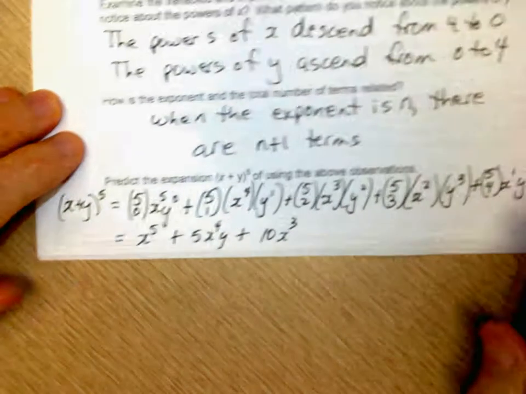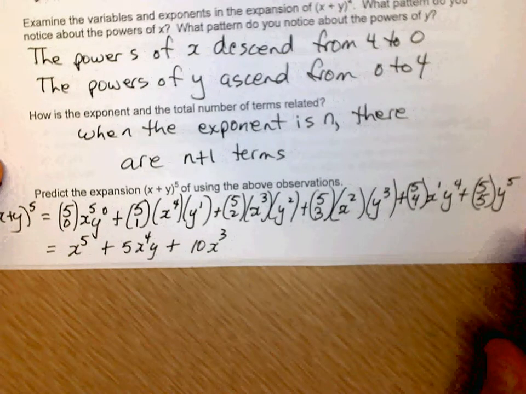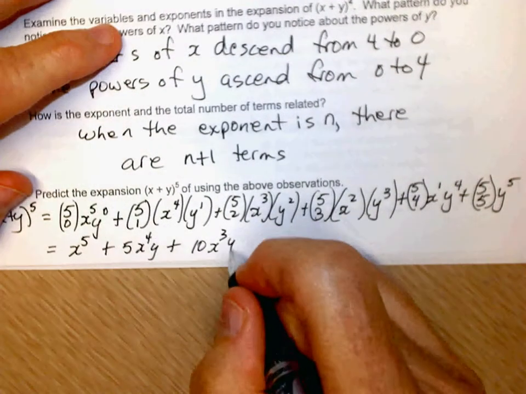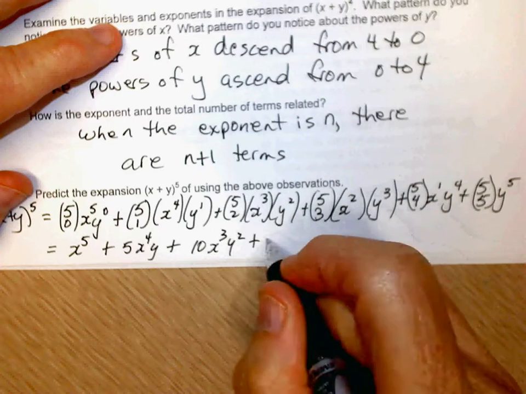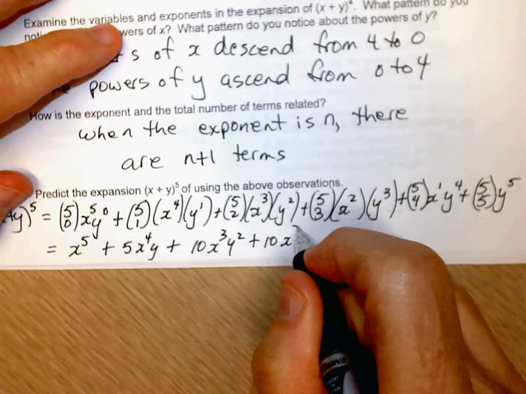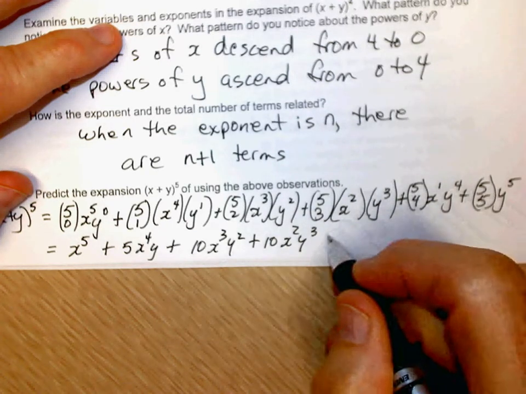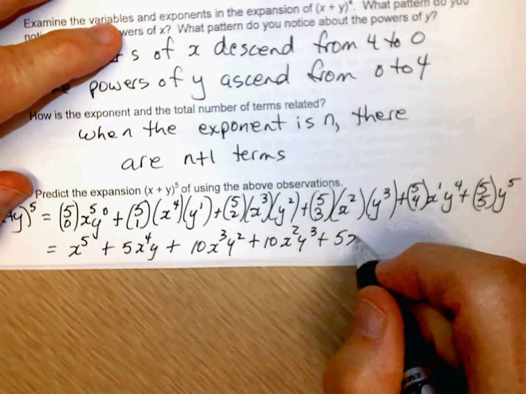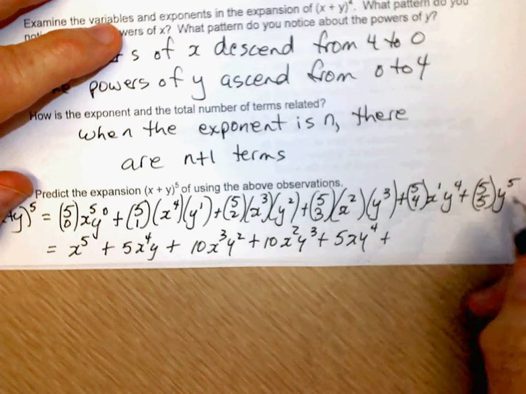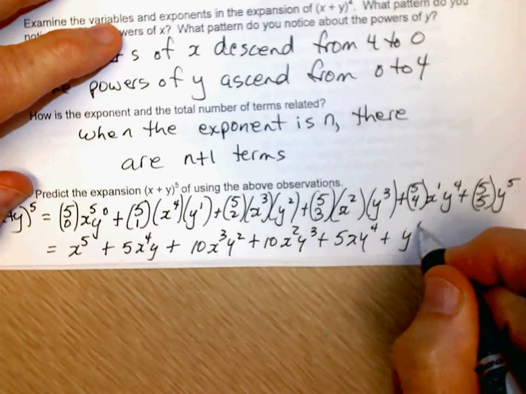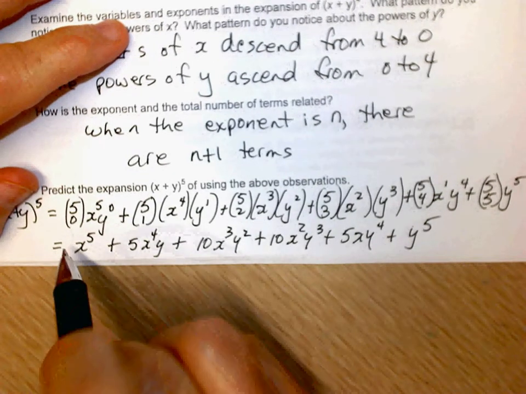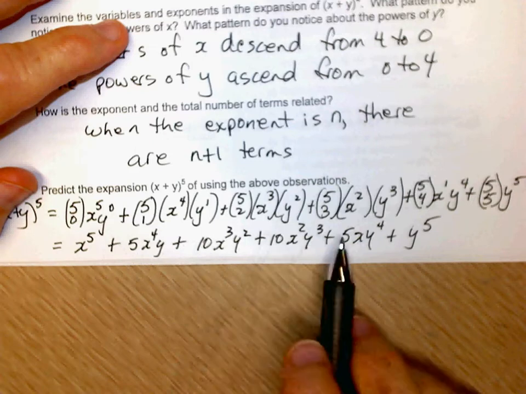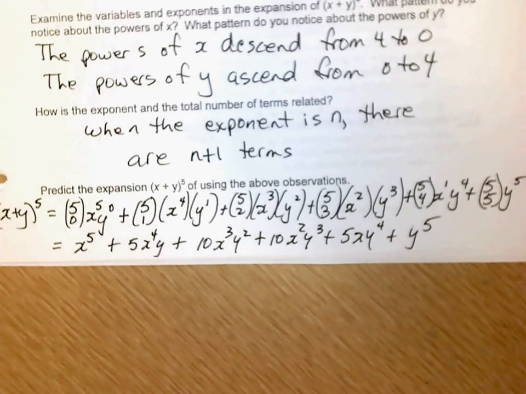Like this. Okay. x cubed y squared, plus 5 choose 3 is 10, x squared y cubed, plus 5 choose 4 is 5, x y to the 4. 5 choose 5 is 1, and that's y to the 5. So notice the pattern: 1, 5, 10, 10, 5, 1. That's row n equals 5 in Pascal's triangle. Good?